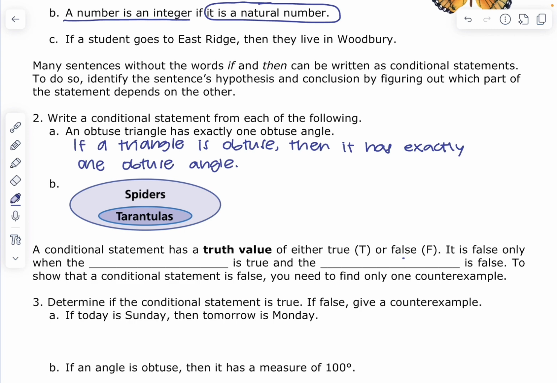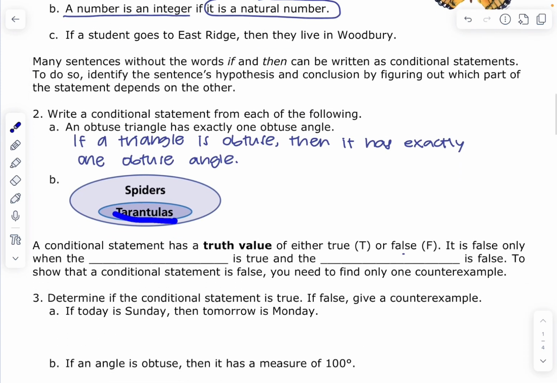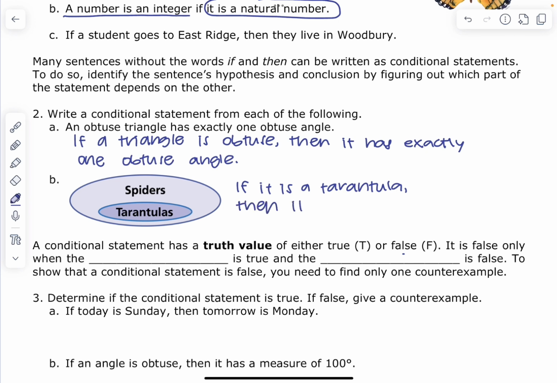Okay, B is a little bit different. B provides a Venn diagram for us. And if we look up at our definitions, for our Venn diagram, our hypothesis or our P is always going to be inside of our conclusion here. So if we have tarantula inside of spider, the fact that it's a tarantula would be our hypothesis, and the fact that it's a spider would be our conclusion. So we would say, if it's a tarantula, then it is a spider.